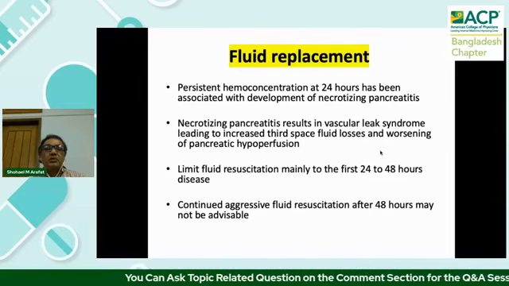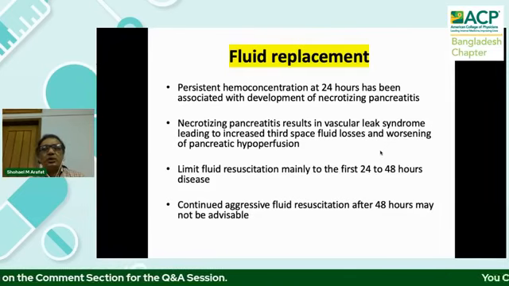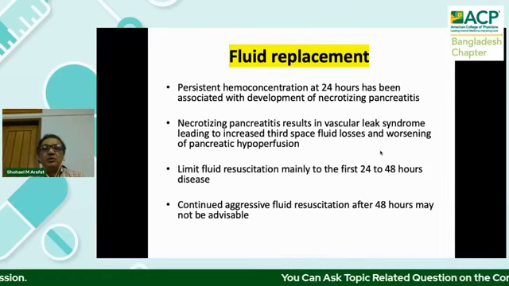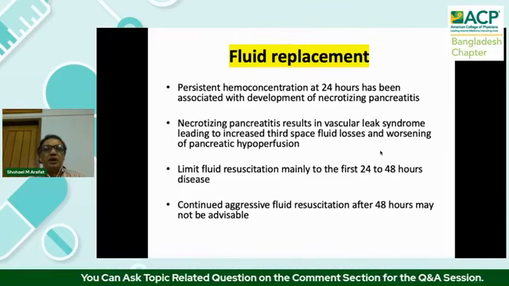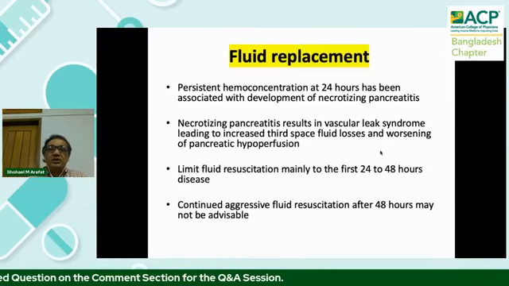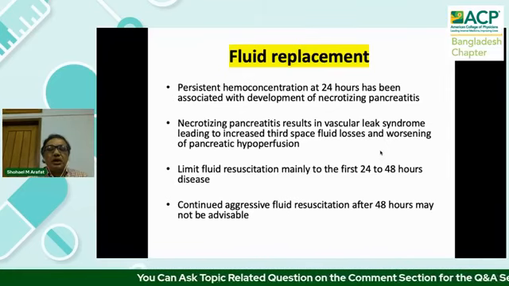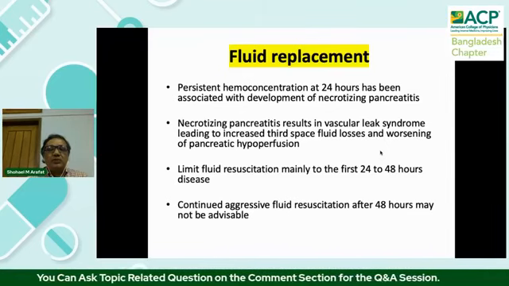pain. So we have to give enough fluid, and this fluid should be targeted to improve the hemoconcentration within 24 hours, keeping the patient's safety, as necrotic pancreas is a risk. So these are the things we have to look at regarding fluid. And usually we need aggressive management at least within the first 1 or 2 days, up to 48 hours, and continuous.